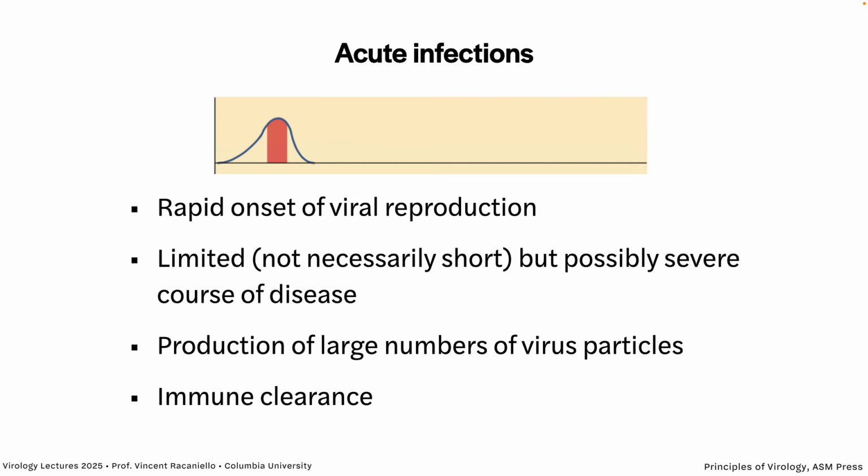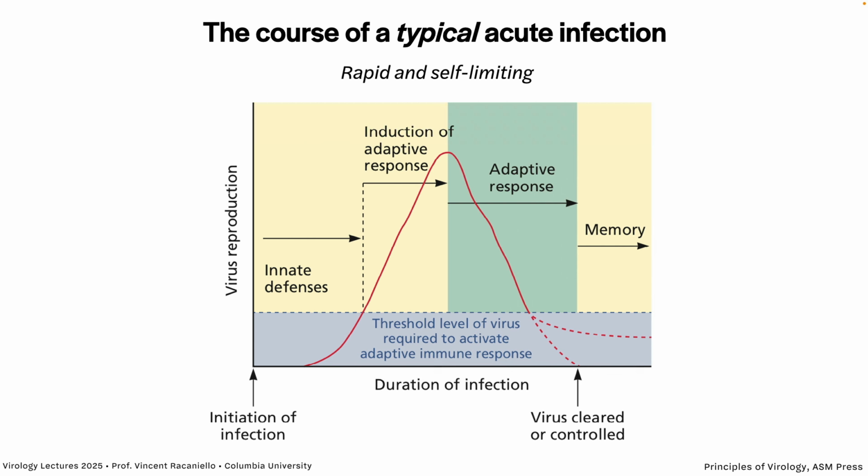So acute infections: rapid onset of virus production, limited but not necessarily short course of disease, can be severe, could be longer, doesn't have to be just a few days. Production of large numbers of virus particles, and eventually immune clearance. Those are the characteristics of acute infections. So here's a time course of a typical acute infection. Again, rapid and self-limiting is the key here.